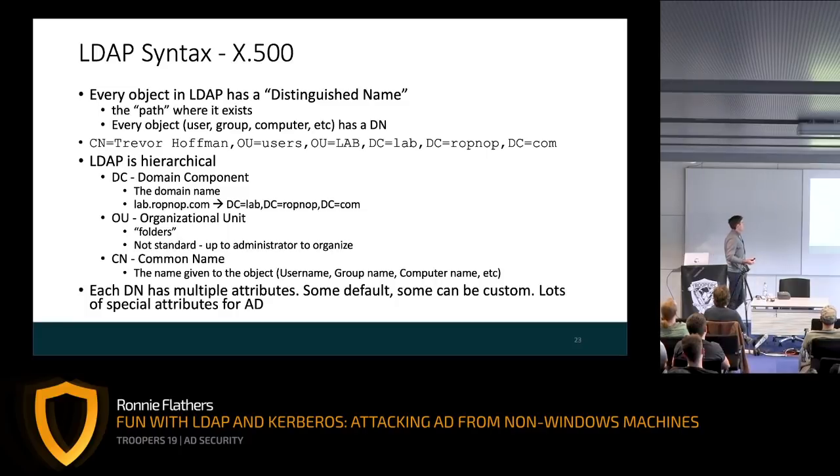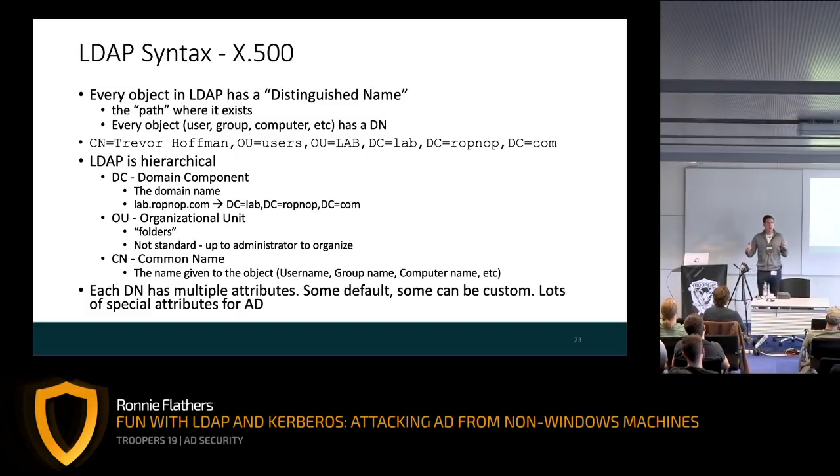If you're not familiar with LDAP, I've never really used it before, the syntax can be a little alarming. It's based on X.500. I'm going to give a quick overview here. Essentially, every single object in LDAP has a distinguished name, which is a hierarchical path of where it's located inside the directory, but it's also its unique identifier.